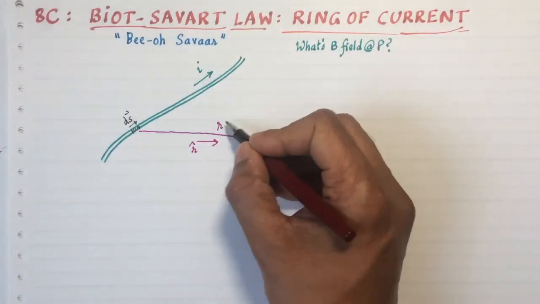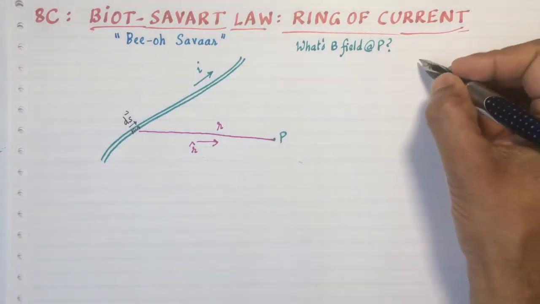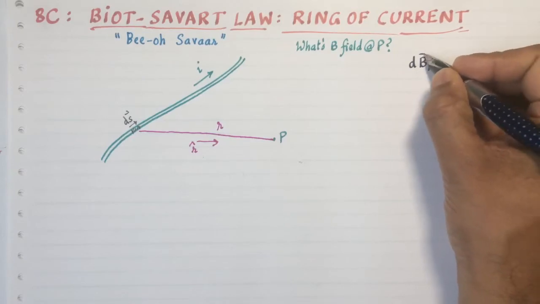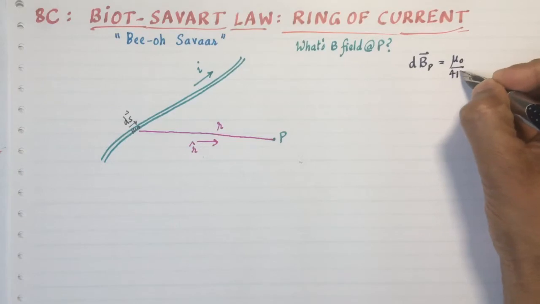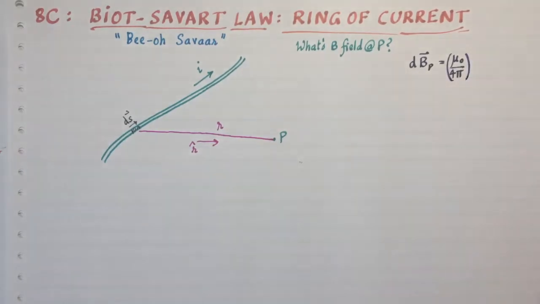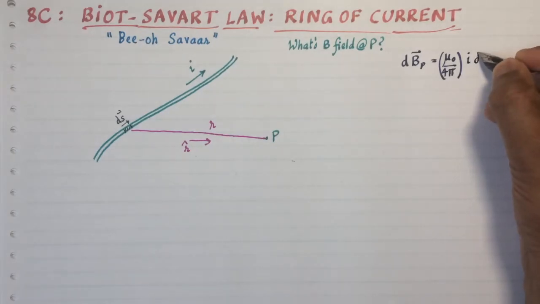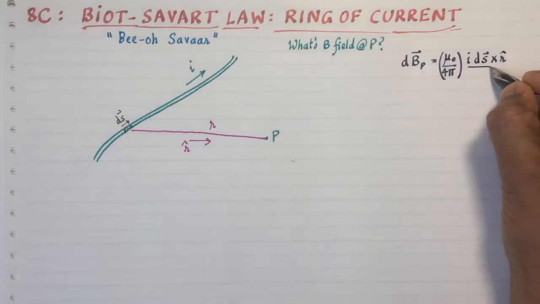Let's call this physical distance r, and we can write down the Biot-Savart law. That law states that the incremental magnetic field, or the infinitesimal magnetic field at point P in both magnitude and direction, is given by mu naught over 4 pi times I ds cross r hat over r squared.